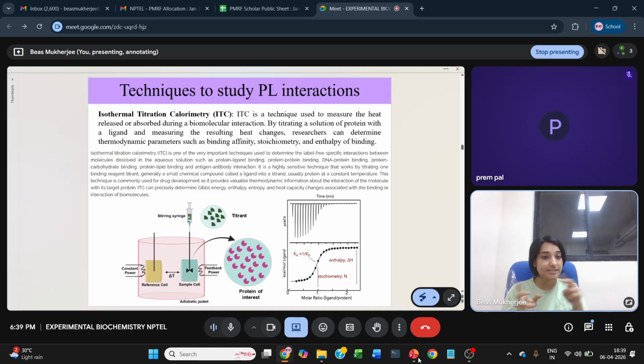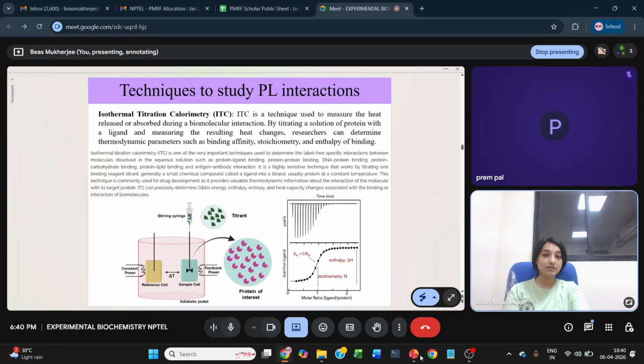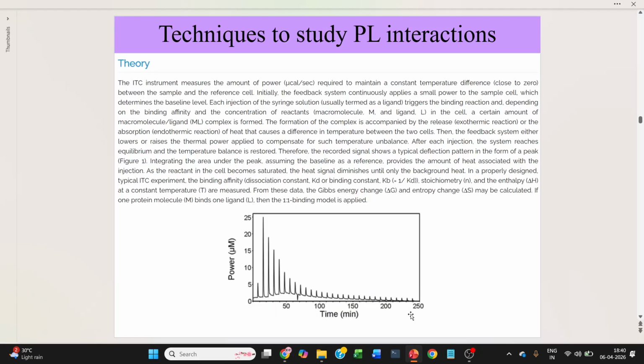And this difference in temperature is actually monitored, and it is used to ultimately calculate the binding affinity and everything else. So we will look at this in detail now. This is the raw data that you're getting, and this is the final binding curve that you're getting. Okay, so we will interpret this as well. And you have questions on that.